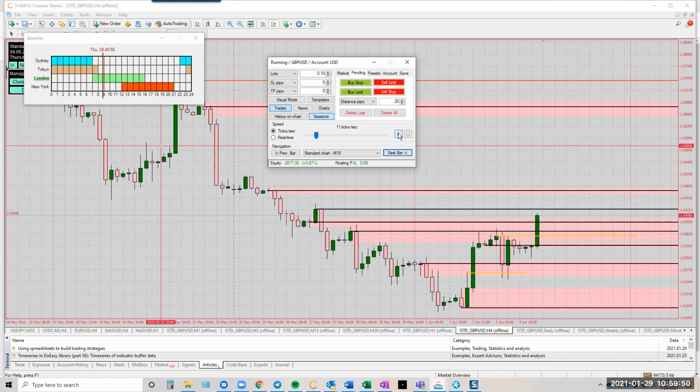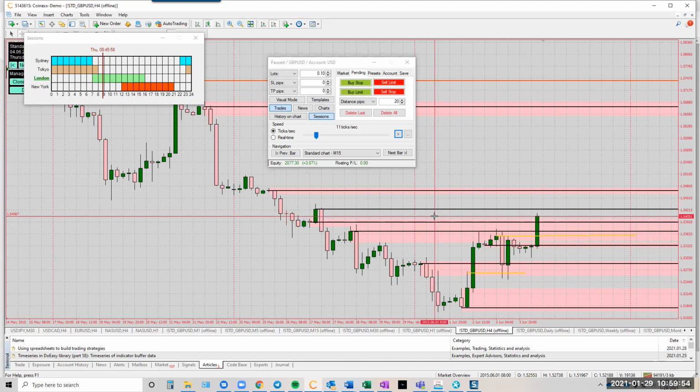So let's pause this for a minute. See where we are. Let's see if we have any zones. Let's see something new. It's kind of small.